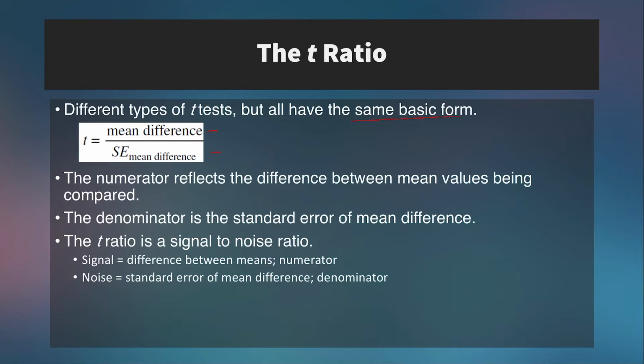So we can think of the t ratio as a signal to noise ratio. The signal is the difference between the means. That's what you're interested in. And the noise is the standard error of mean difference. That's sort of the noise that you're trying to signal out. So the less noise you have in your data set, the less noisy it is, the lower the standard error of the mean difference, the greater your t statistic will be. And likewise, the stronger signal you have, or the larger the mean difference, again, the larger your t statistic will be.